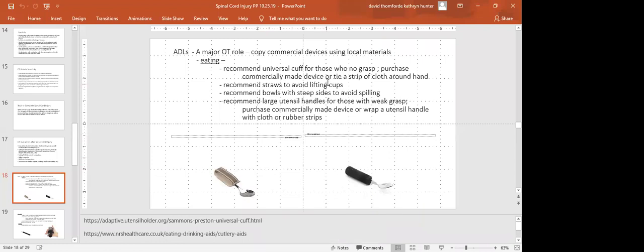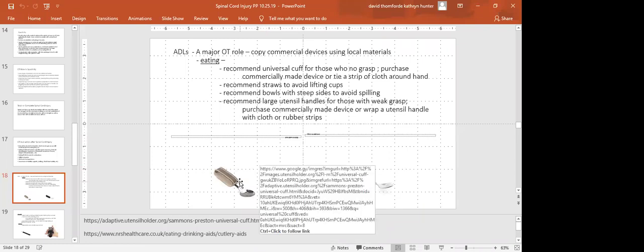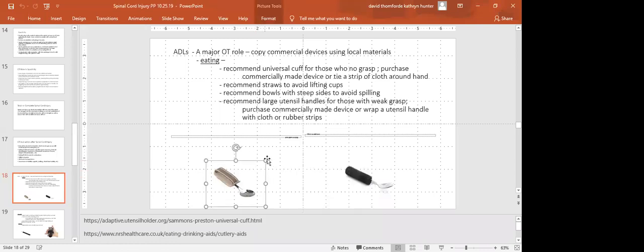They can use that for many different kinds of manipulation. On the left is the one that's commercially made, but what I've done in the past is I've taken a strip of cloth and sewed it, doubled it and sewed it, and then turned it inside out so you have a tube, and then you cut a slit in that tube, and in that slit you can insert a spoon handle, and then you can tie the 2 ends of the cloth around the person's hand. So that's a way of making a universal cuff at home.